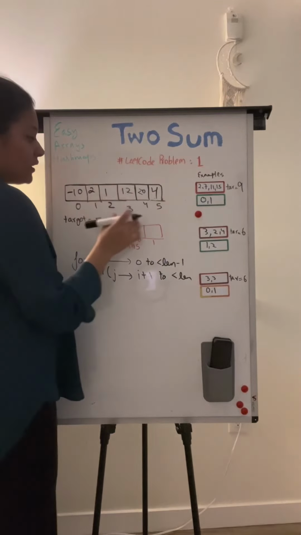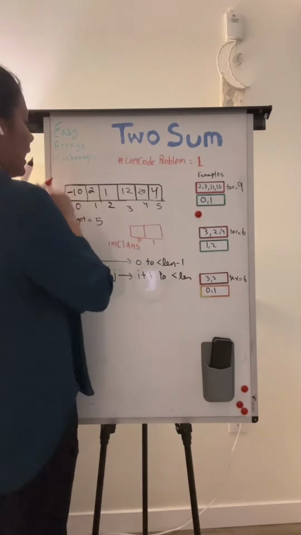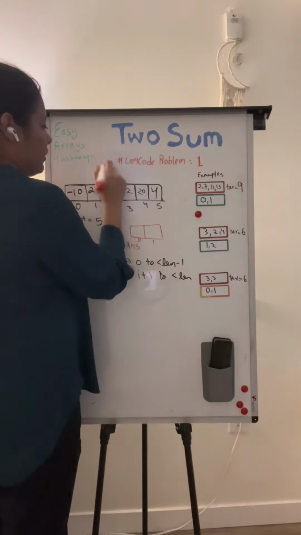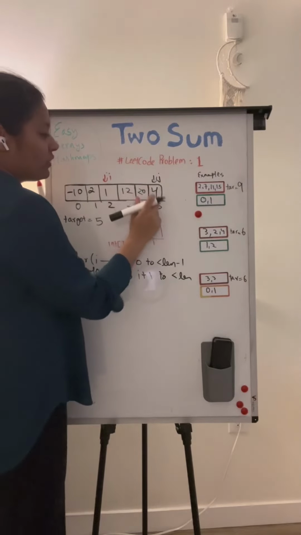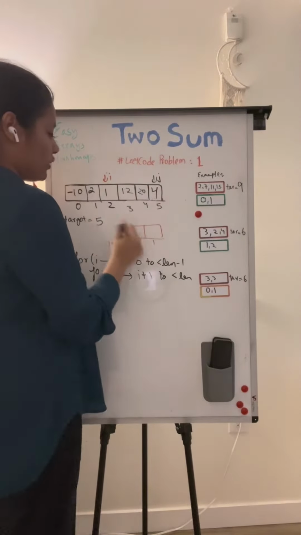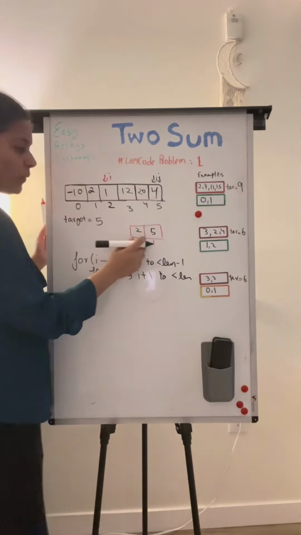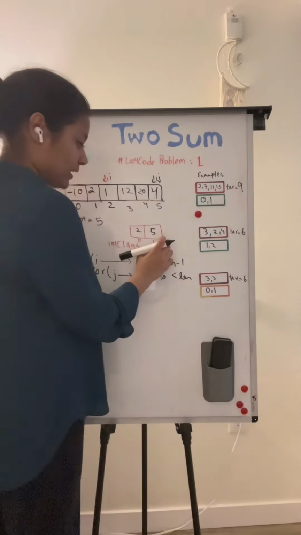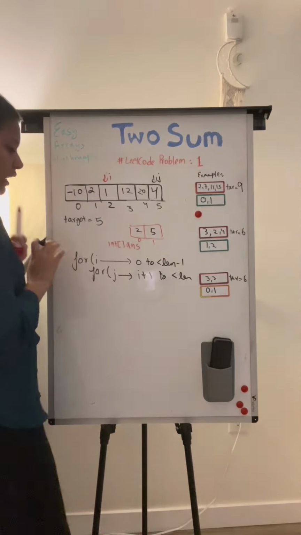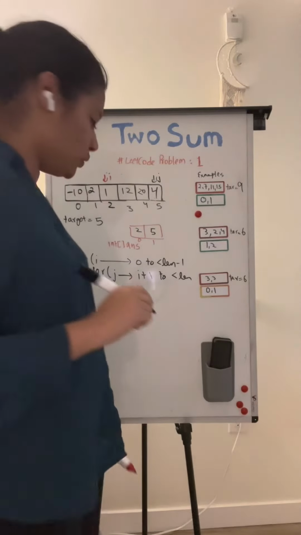Whenever you find the pair, you can see that the target is 5 in this case, and when my i would be here and my j would be here, I see 1 plus 4 is equal to 5. So my answer would have index 2 and 5 here. So whenever you find the answer, you put the i and j in your answer array and return the array. Sounds simple, right? But let's discuss the complexity of this solution.